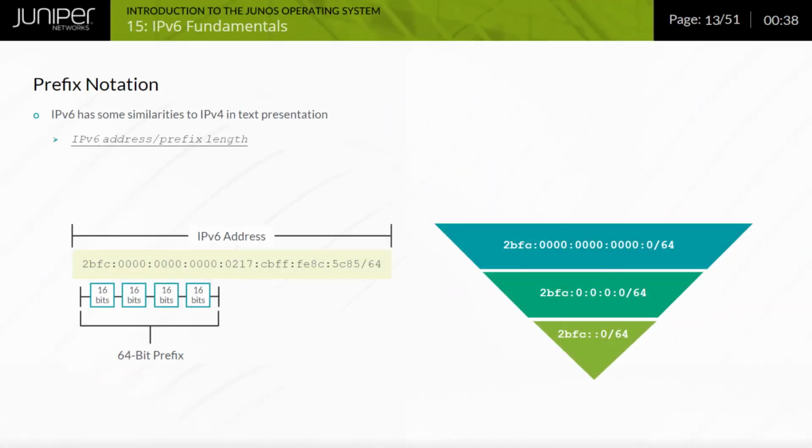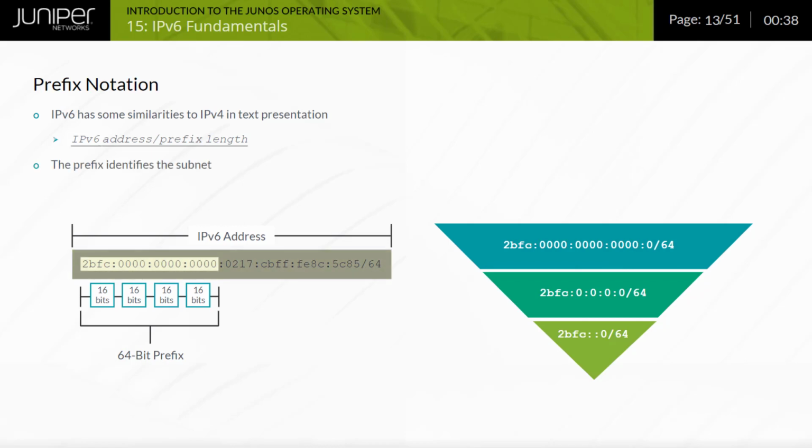IPv6 has some similarities to IPv4 in text presentations. The prefix determines the network address or subnet. The example shows a 64-bit prefix. The prefix is noted as shown in the inverted pyramid.